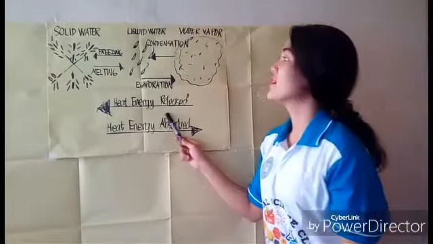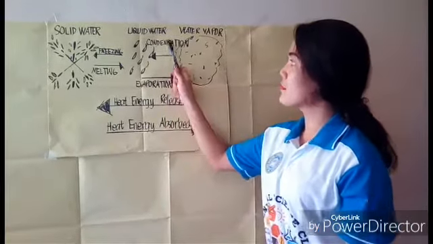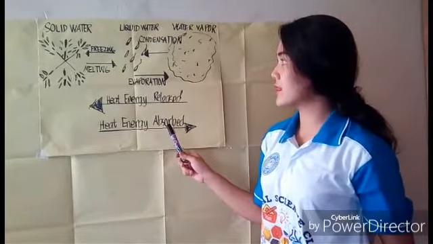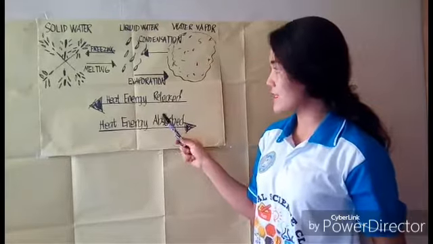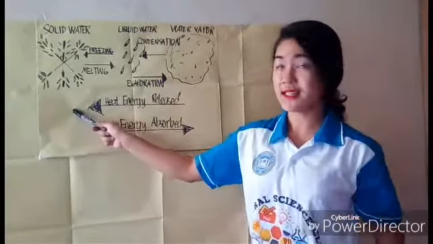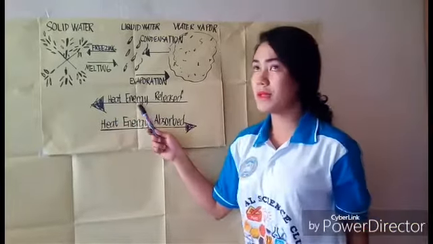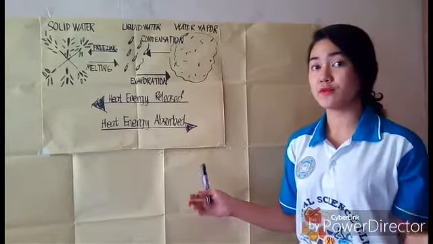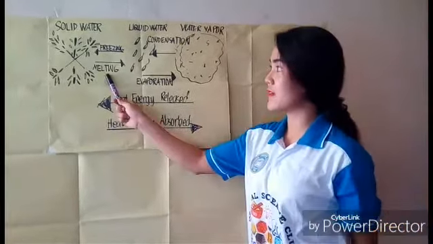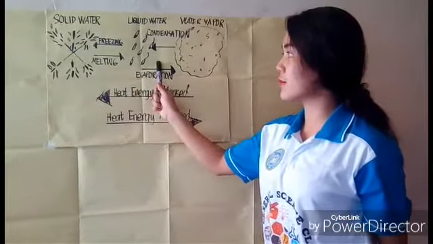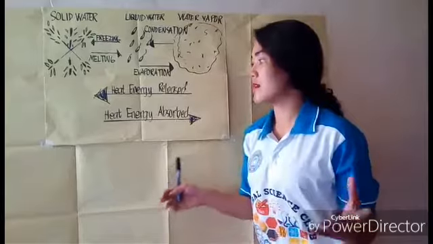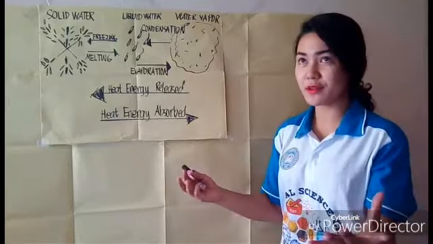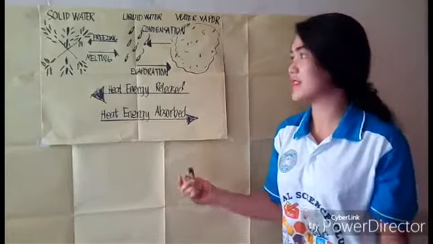Okay, let's continue. From liquid to solid, we call that process freezing. Freezing is a process in which heat is released, meaning the molecules are slowing down and moving closer. In melting, from solid to liquid, the heat is absorbed, and the molecules are speeding up, or getting excited.